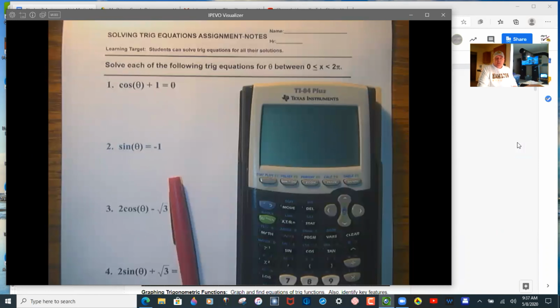So this is a second assignment that I feel is probably a bit too advanced for Algebra 2, although there are some Algebra 2 courses that would include it. It's solving trig equations, and actually you're going the other way. It's isolate the trig ratio and then find the angle that corresponds to that trig ratio.